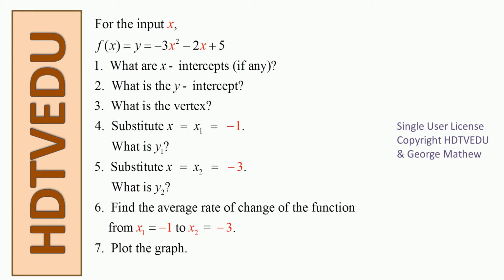For the input x, f of x is given by negative 3x squared minus 2x plus 5. Number 1, what are the x-intercepts, if any? Number 2, what is the y-intercept? Number 3, what is the vertex?